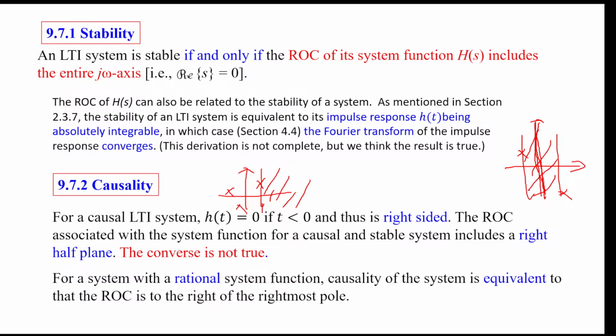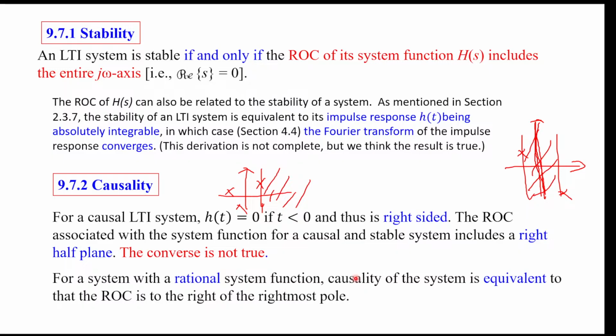Okay, and then we have these two properties that can be inferred from the ROC of the Laplace transform: stability and causality. We see that an LTI system is stable if and only if the ROC includes the jω axis, kind of like this. And for causality, this is a bit more complicated. If it's causal, then the signal is right-sided, then the ROC is right-sided. But the ROC being right-sided doesn't mean the system is causal, it might be just right-sided. But if the system is rational, then causal is equivalent to the ROC being right-sided.